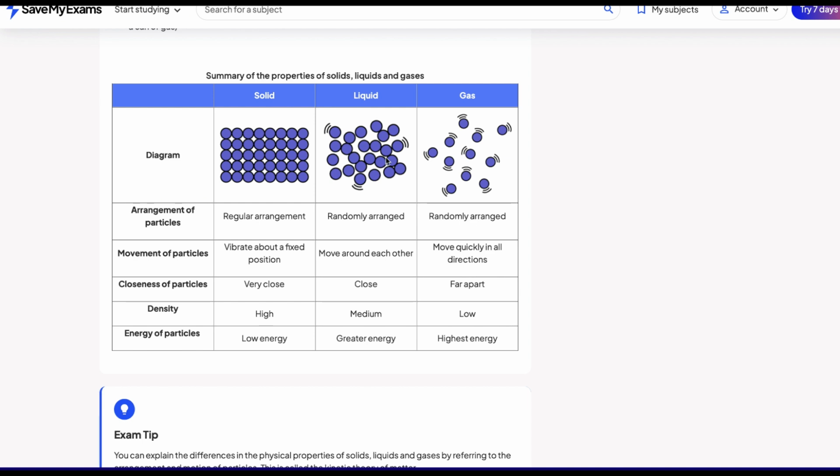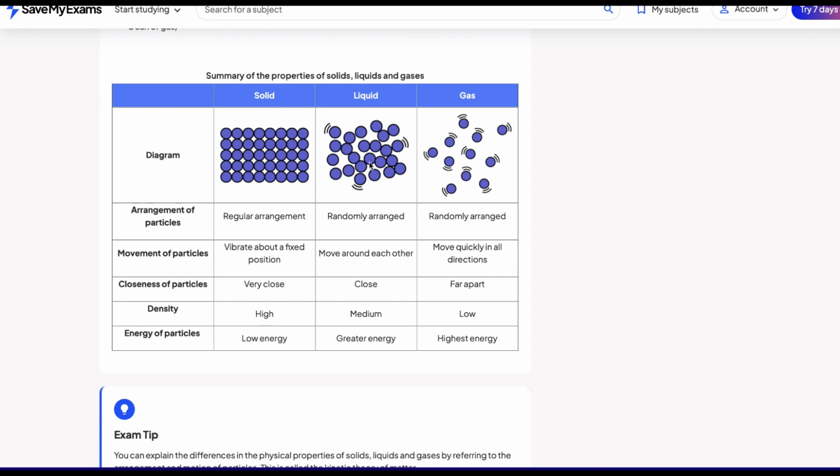So in terms of liquid, the particles are close, but not so fixed in a position. They're able to slide over each other. So we can say in terms of arrangement that the particles are randomly arranged, and they move around each other. They slide over each other. Then we can say they are close. Not very close, but they are close. Then in terms of density, they have a medium density, not so high, not so low.